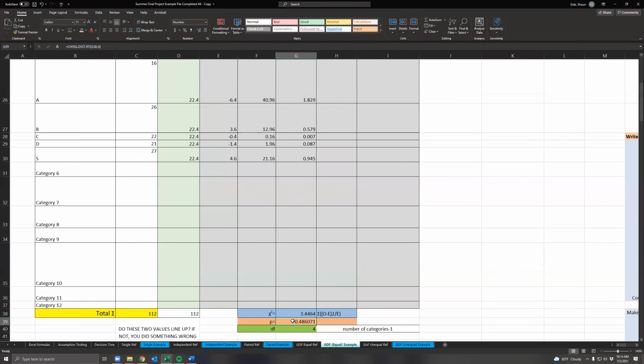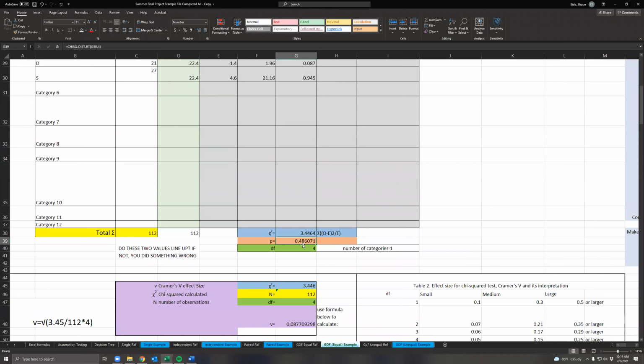The next thing that we're going to do is calculate the p-value, or the probability of getting this value, assuming that there is no difference. So we do chi-squared dot dis dot right tail, and that is G38, which is we put in the chi-squared value right there, and then we put in the degrees of freedom right there. So the probability of getting this, assuming that there's no difference between these categories, is roughly 48.6%. Okay.